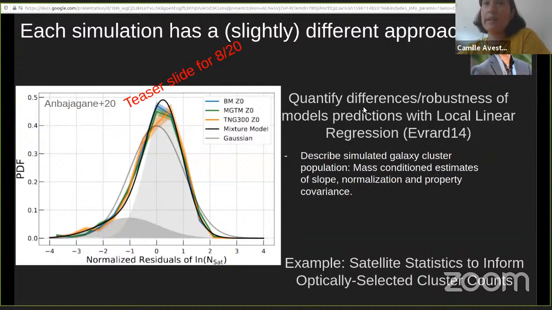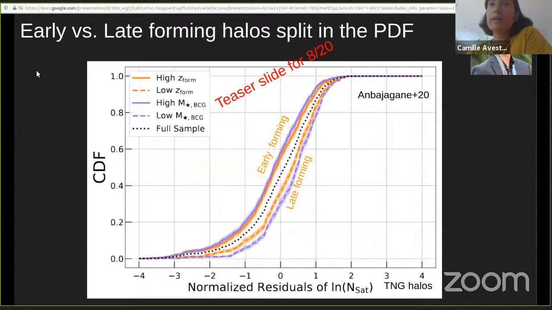So the takeaway here is that you'll see there's mostly consistency with one another. There's maybe a little bit of a different skewness for TNG, but all three are better described by a mixture model than a Gaussian. So this example is really how satellite statistics can be used to then inform optically selected cluster counts.